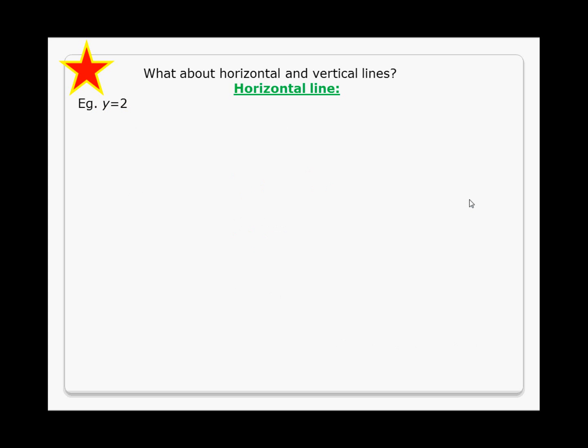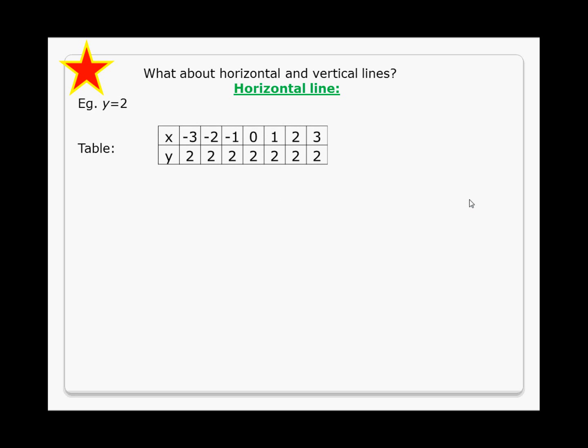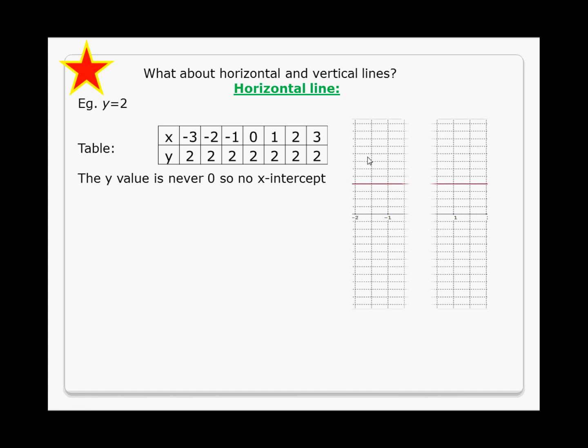Well, what about some special cases? In this case, some horizontal and vertical lines. I'm going to look at horizontal lines first. If I look at a table here, remember what we wanted to do? We wanted to look across the y values until we can find a 0. If I look across there, there's never going to be a 0. So that means there is no x-intercept. If I look at a graph of that, you can see that this red line here never crosses the x-axis. So once again, if it doesn't cross, there is no x-intercept.